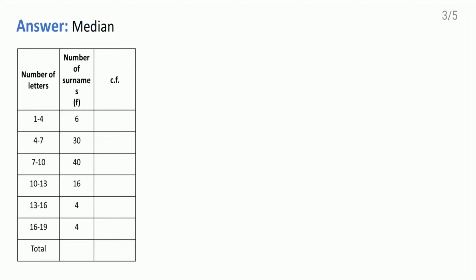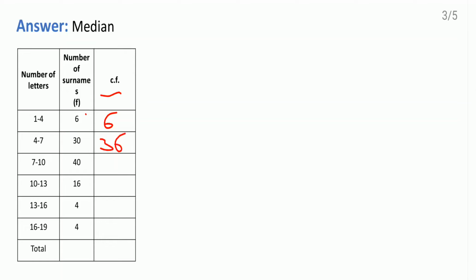First 2 columns as it is. Third column is CF. It means the cumulative frequency. Now let us see how to write down the cumulative frequency. Now there are how many surnames in which less than 4 letters are there? So 6 surnames. Now there are how many surnames in which till 7 letters are there, or you can say less than 7 letters are there? So what I will do, I will just add these two numbers, which comes as 36, right?